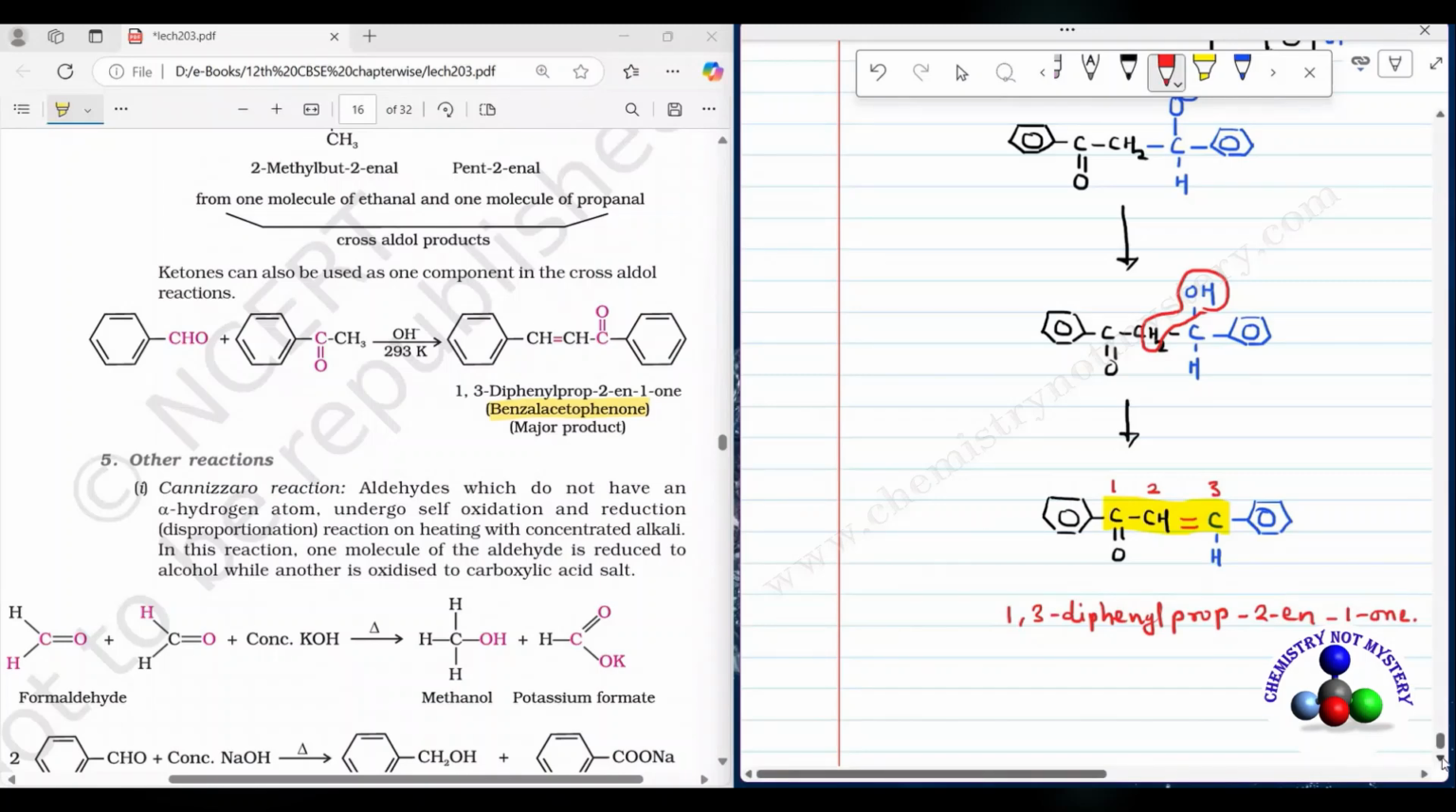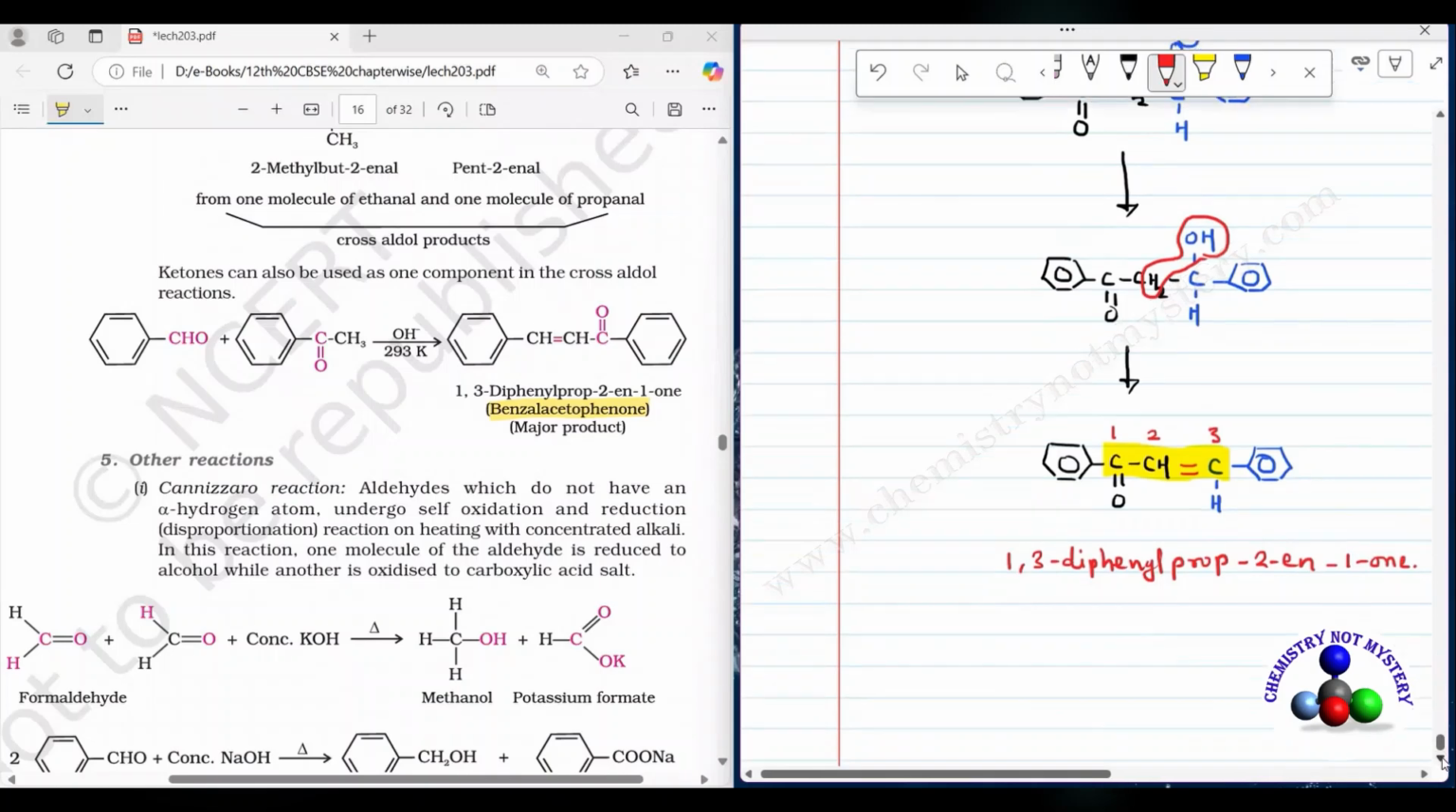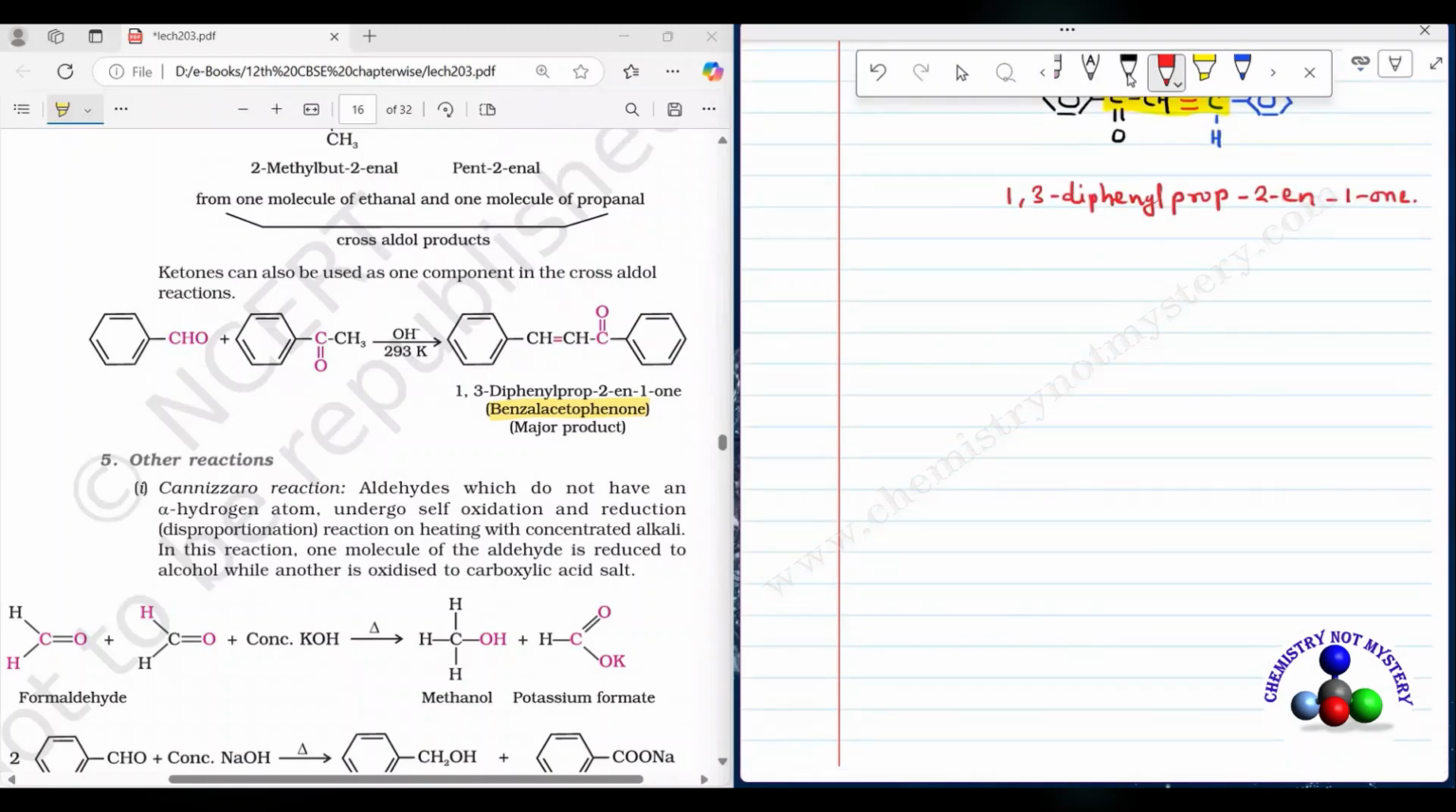And if you want to get the product by the short trick, I told you earlier, you have to remove alpha hydrogens from ketone.